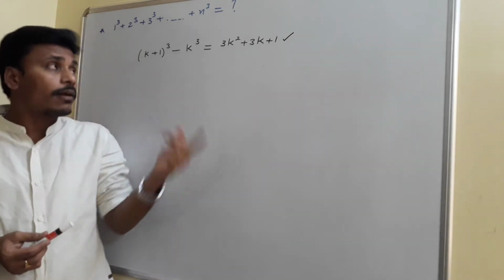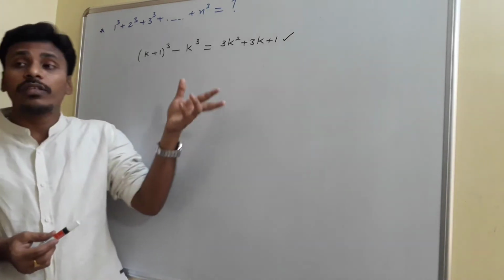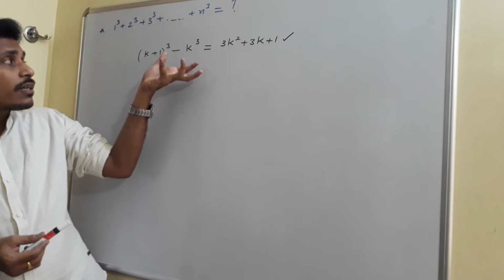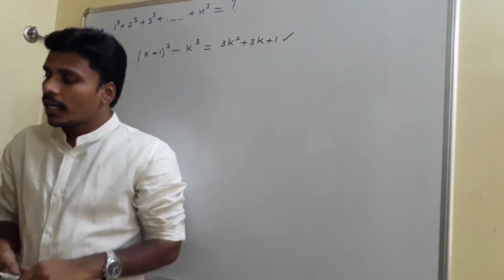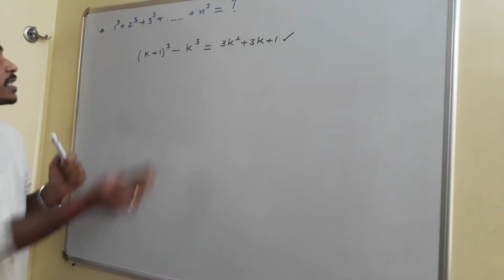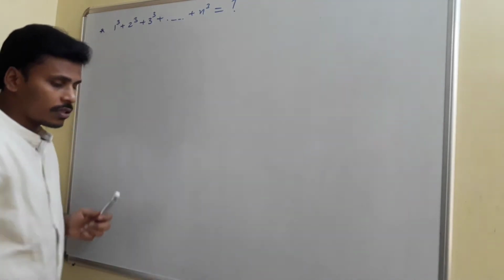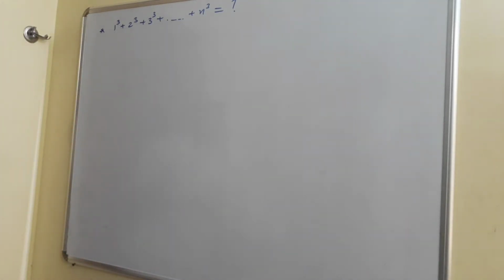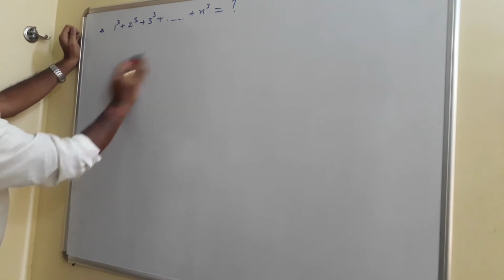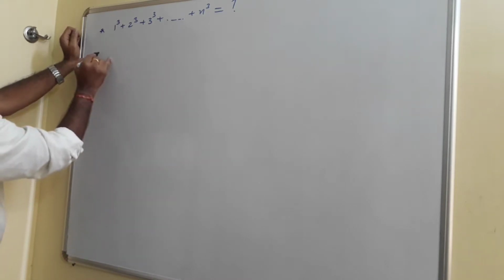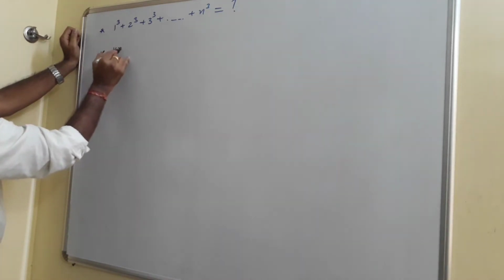To find the sum of the squares, we considered this identity. But now my task is to find the sum of the cubes of the first n naturals. To find the sum of the cubes, I need to start with another identity, right? We know that it's a general task.